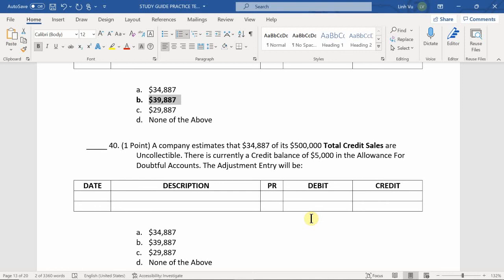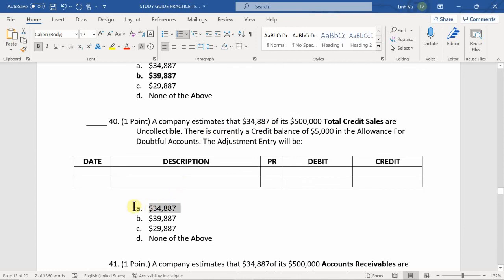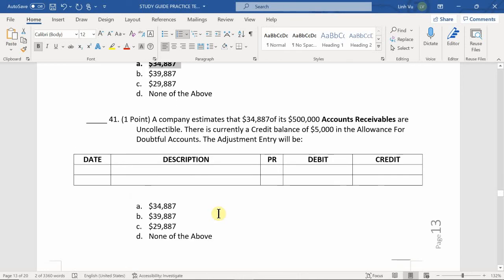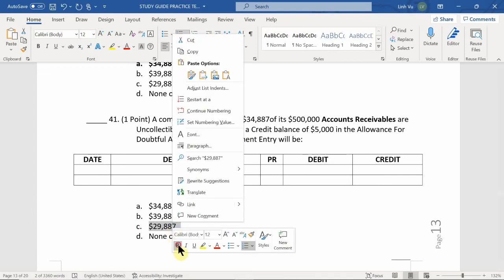A. In this case, we don't care about what balance there is, because we see the words total credit sales, which indicates the income statement method, so we only need to take the estimated amount of $34,887. Next: if a company estimates that $34,887 of its total accounts receivable is to be uncollectible, and there's a credit balance of $5,000 in the allowance for doubtful accounts, the adjusting entry will be C, $29,887, because in this case we subtract, and credit means to subtract. Good.